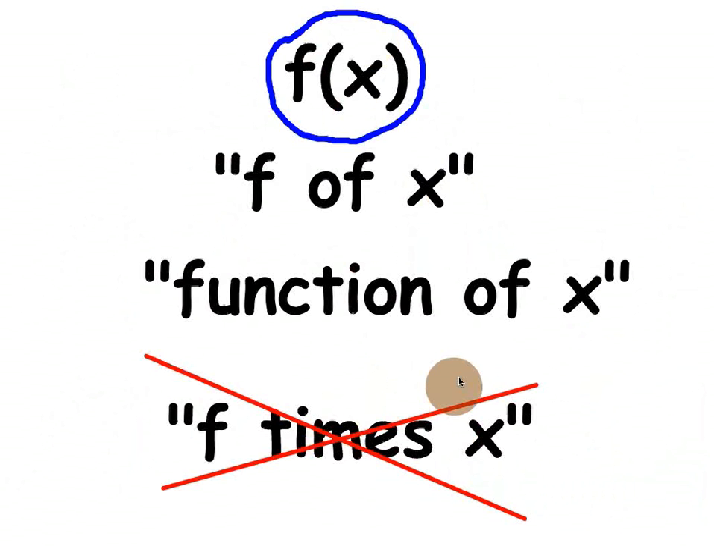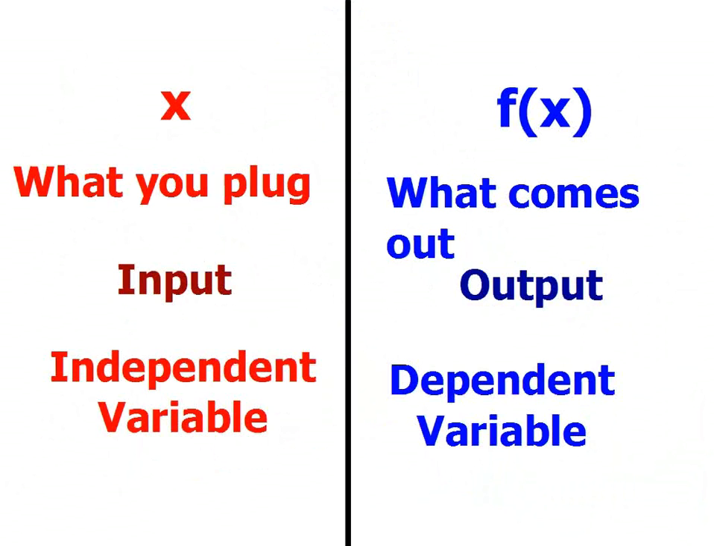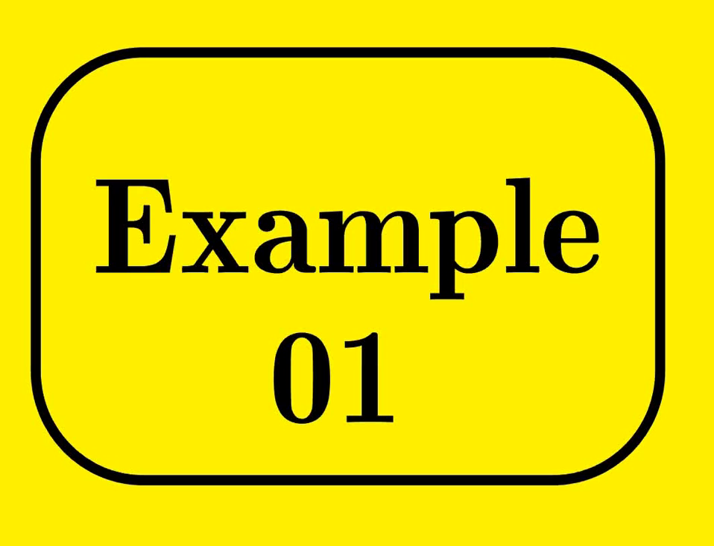For f of x, it means f of x. It does not mean f times x. It means you're plugging in an x value and you're getting a y value back. So, as a recap, x is what you plug in. It's your input. It's your independent variable, like you learn in science. F of x is what comes out. It's your output. It's your dependent variable. It depends on the number you plug in, which is x.